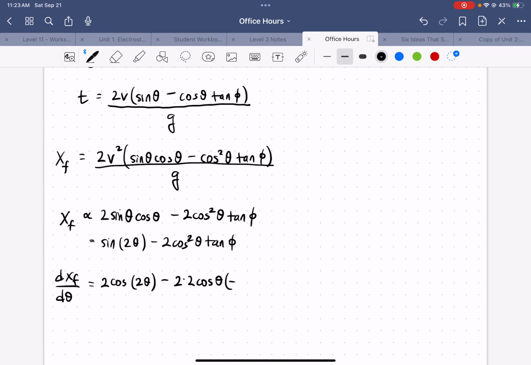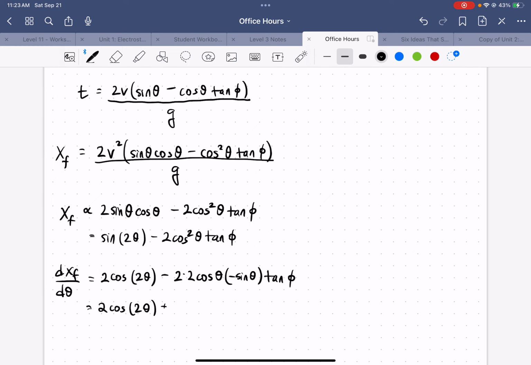Okay, so we can clean things up a little bit. We have two minus signs that will cancel each other, and then we actually have the double angle formula for sine here again. So when I clean this up, this will be 2 times the cosine of 2 theta plus 2 times the sine of 2 theta times the tangent of phi. And to maximize this expression, I want to set that derivative equal to 0.